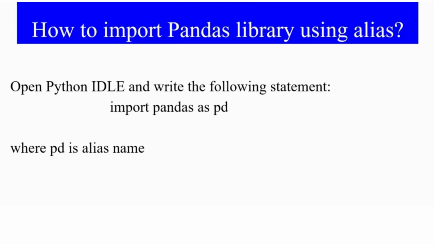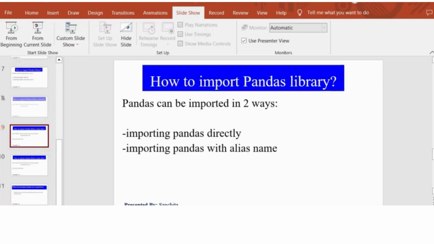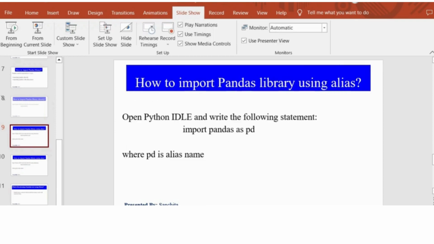So how to import the pandas library using an alias? You have to write import pandas as pd, where pd is the alias name, and you can use any name in place of pd. So we have to see the example in Python ideally.